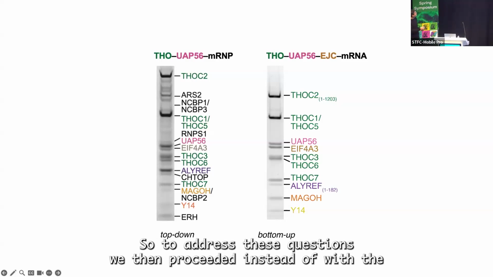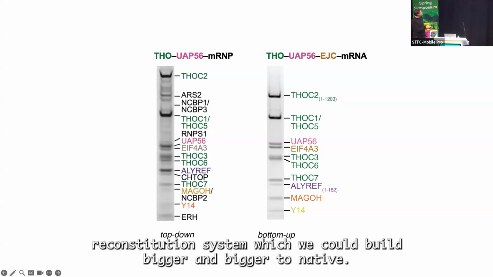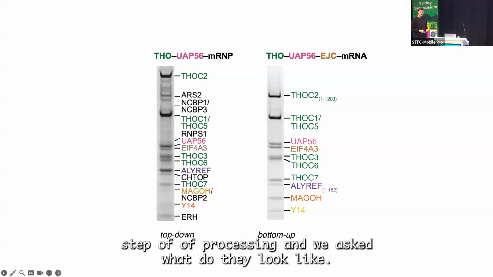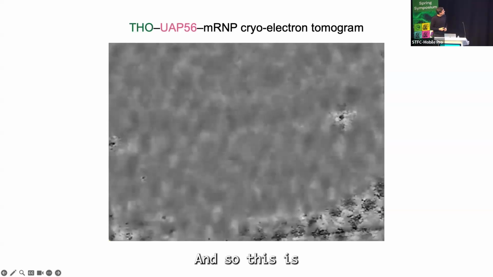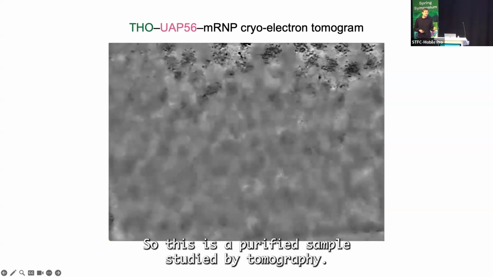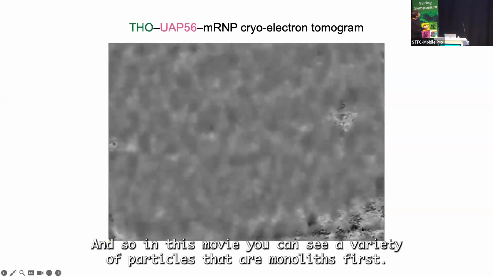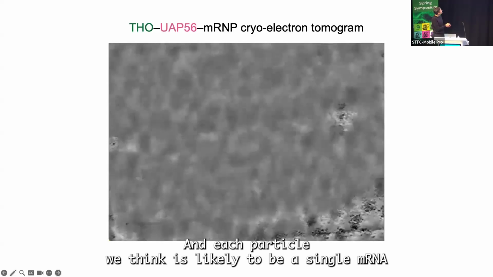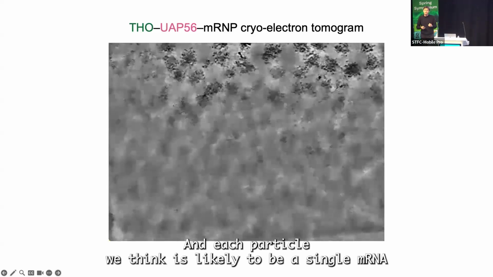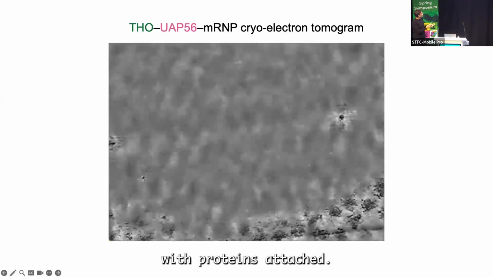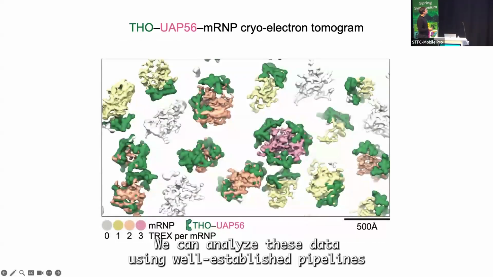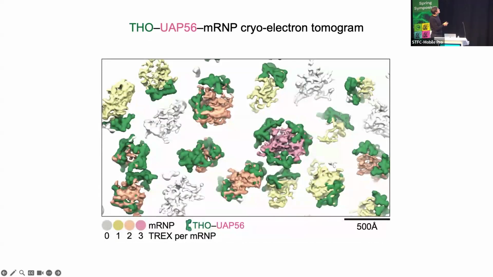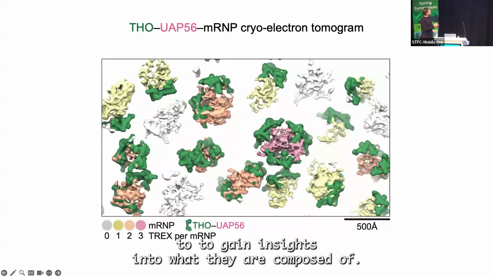So to address these questions, we then proceeded, instead of with the reconstitution system, which we could build bigger and bigger, to native mRNPs at this step of processing. And we asked, what do they look like? And so this is in vitro tomography. So this is the purified sample studied by tomography. And so in this movie, you can see a variety of particles that are monodispersed. And each particle we think is likely to be a single mRNA with proteins attached. We can analyze these data using well-established pipelines to gain insights into what they are composed of.